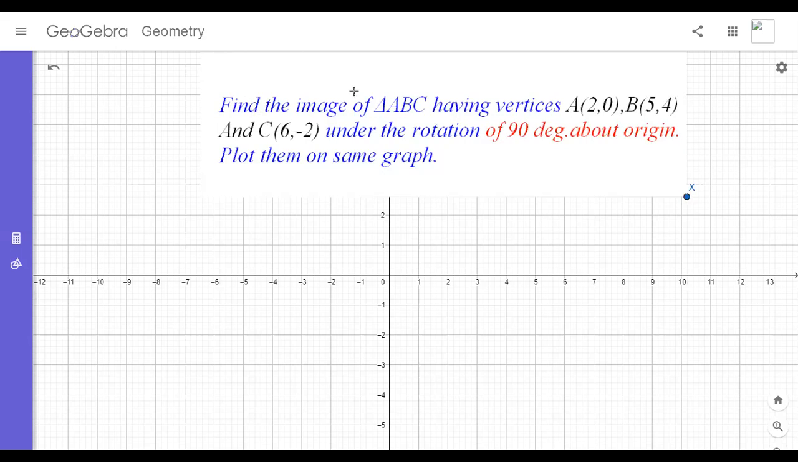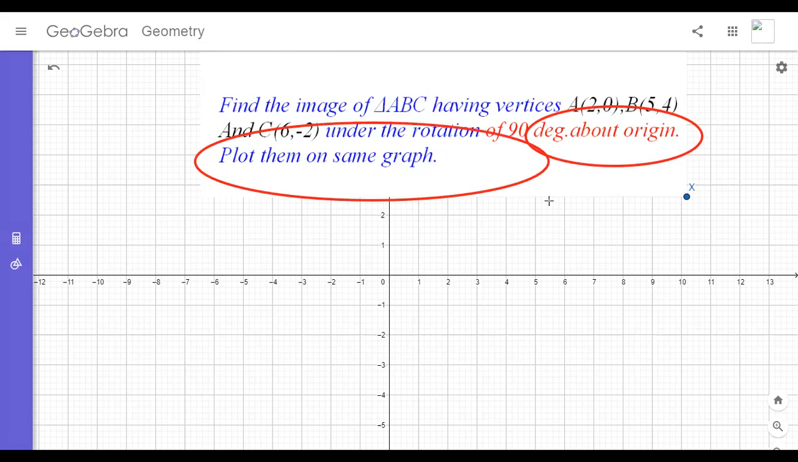Find the image of the triangle. Here the object is triangle ABC, and the vertices A, B and C are given. We have to do the rotation under 90 degrees. The angle of rotation is 90 degrees, and the center of this rotation is just the origin, about the origin. We have to finally plot them on this same graph. Okay, this is the question, this is the topic.